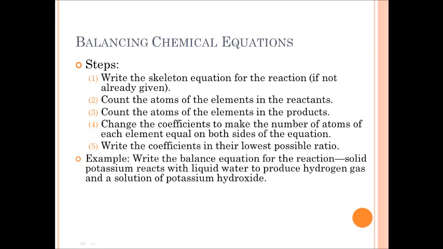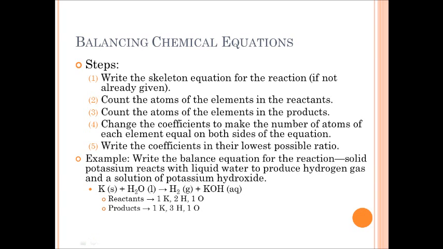Write the balanced equation for the reaction. Solid potassium reacts with liquid water to produce hydrogen gas in a solution of potassium hydroxide. Alright, so the first thing we gotta do is take all those words and put them into symbols. So that's what I've done. We have K plus H2O goes to H2, which remember hydrogen's diatomic, plus KOH. So let's look at it. We have 1 potassium, we have 2 hydrogens, and we have 1 oxygen in our reactants. In our product side, we have 1 potassium, 3 hydrogens, and 1 oxygen.